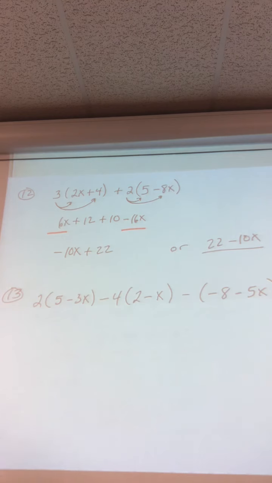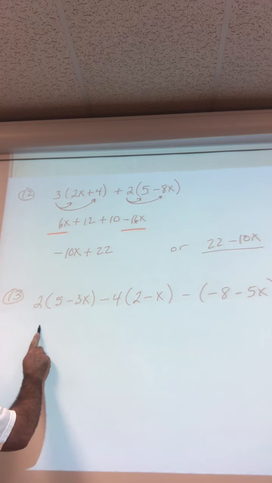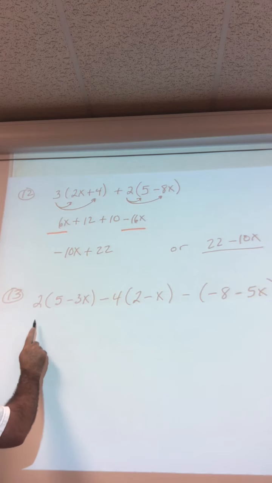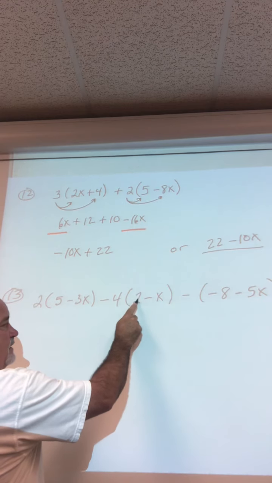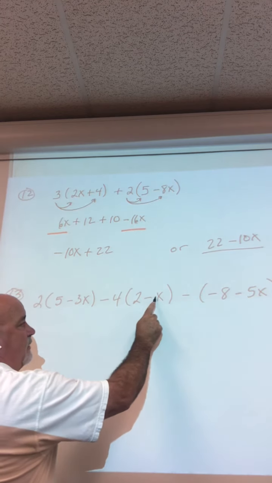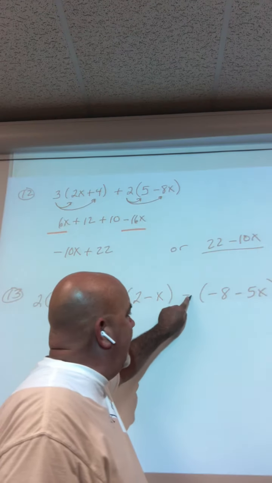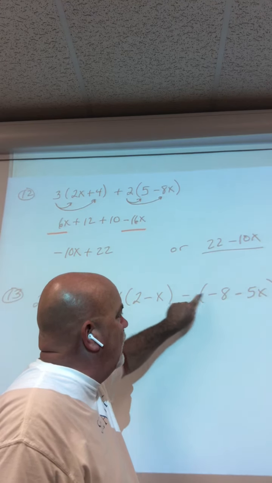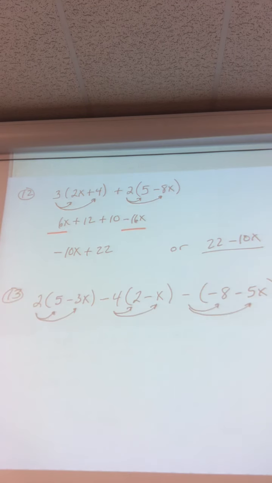All right, so here's what, I'll say it first, then I'll uncover it. 2 times 5 would be 10. 2 times negative 3x would be minus 6x. So this is going to be 10 minus 6x. Negative 4 times a positive 2 is minus 8. And then negative 4 times negative 1 is plus 4x. Then negative 1 times negative 8 is plus 8, and negative 1 times negative 5 is plus 5x. Now I will uncover that so you can see it.